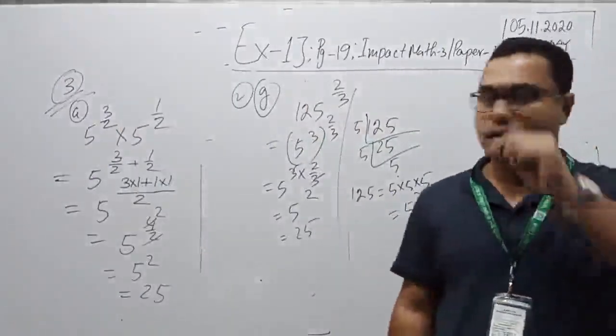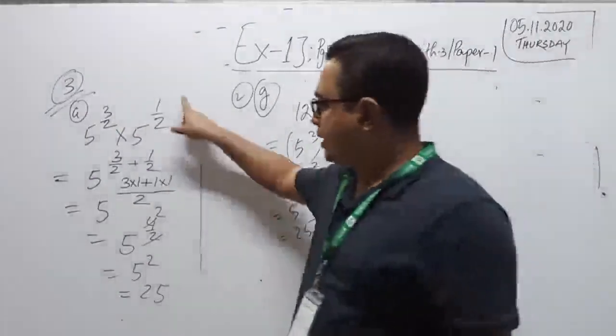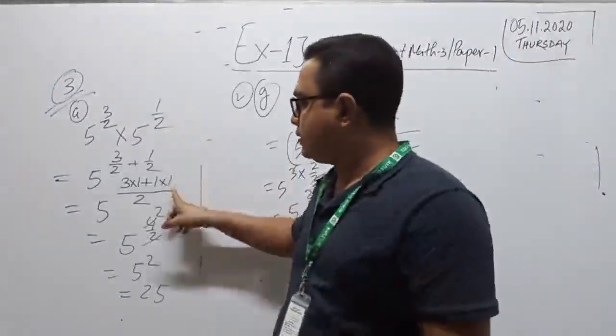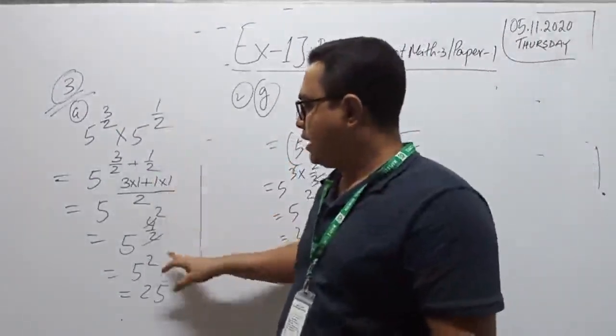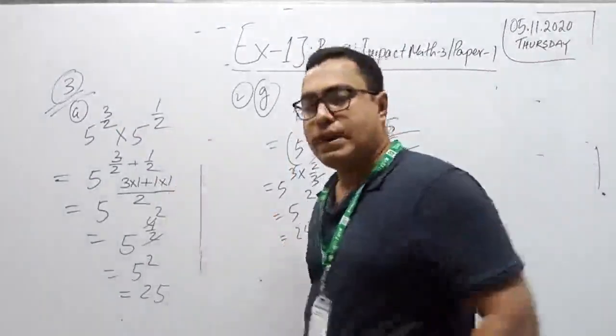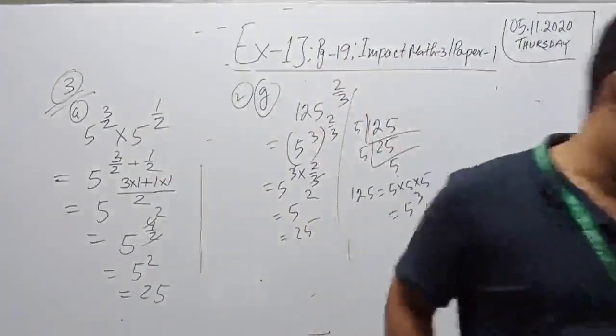Clear? Directly from here you can write this line and then 5 square, no problem. It's up to you.